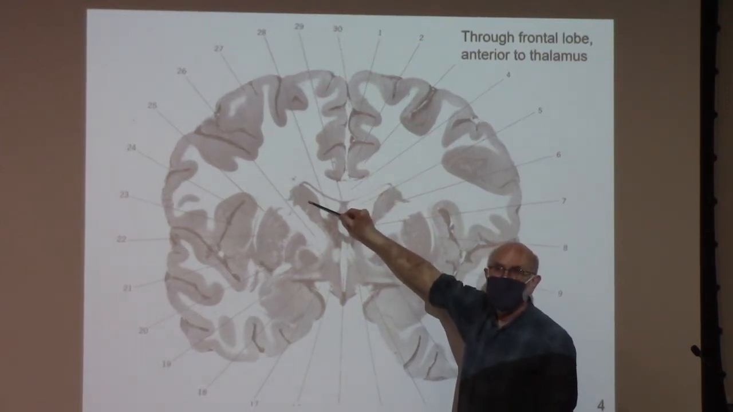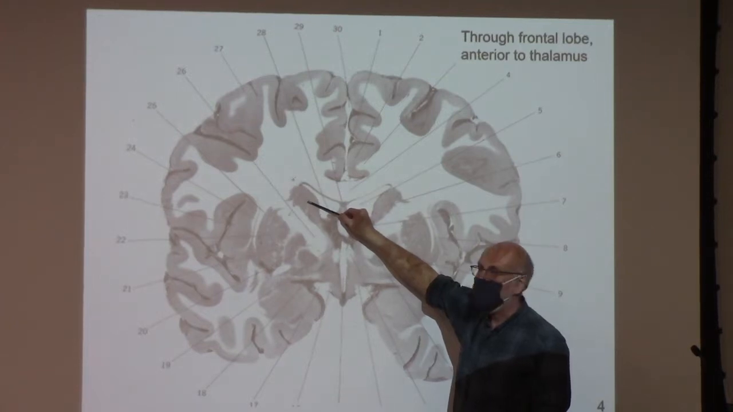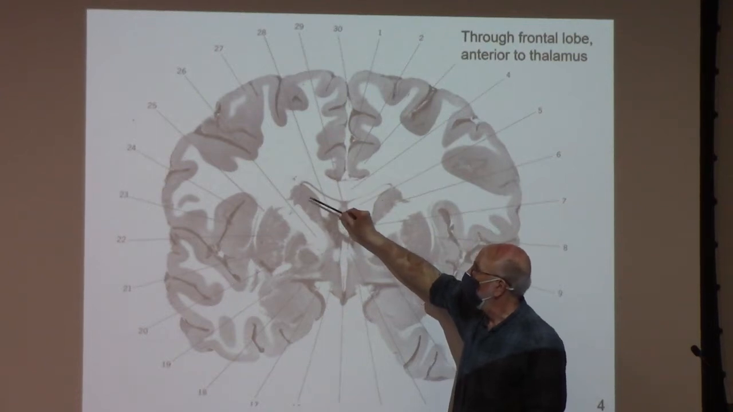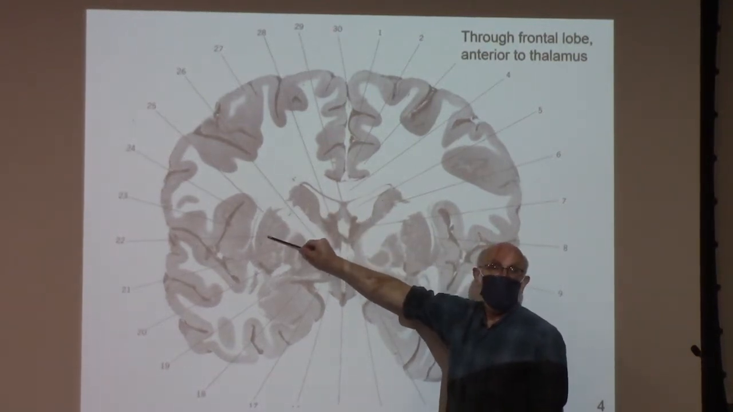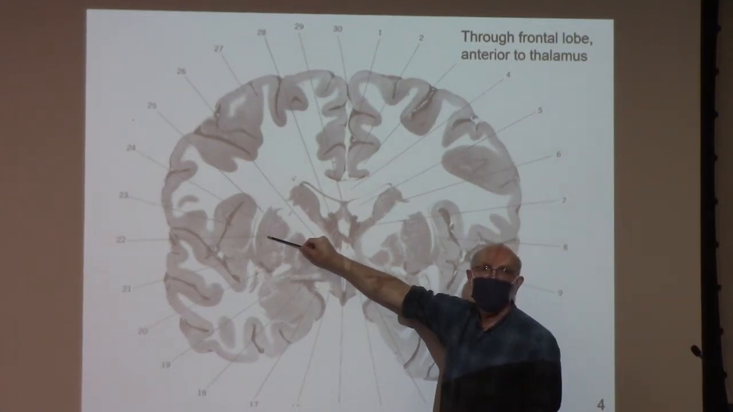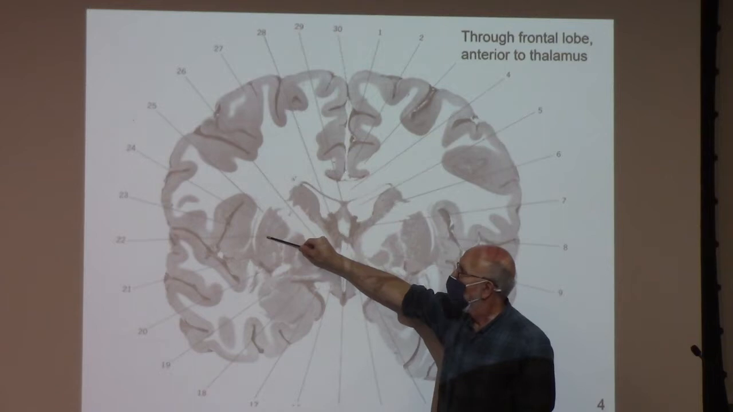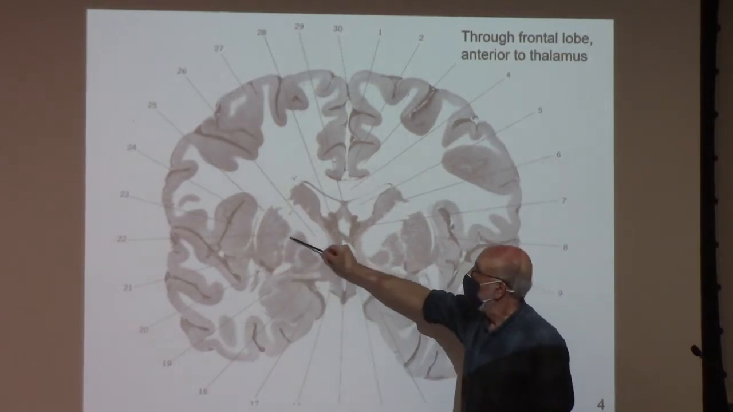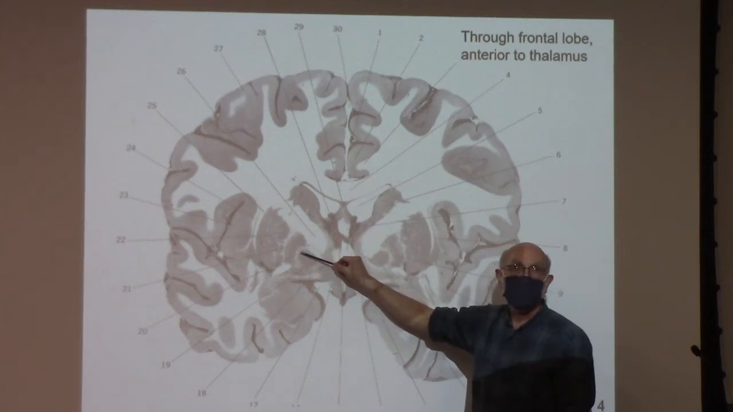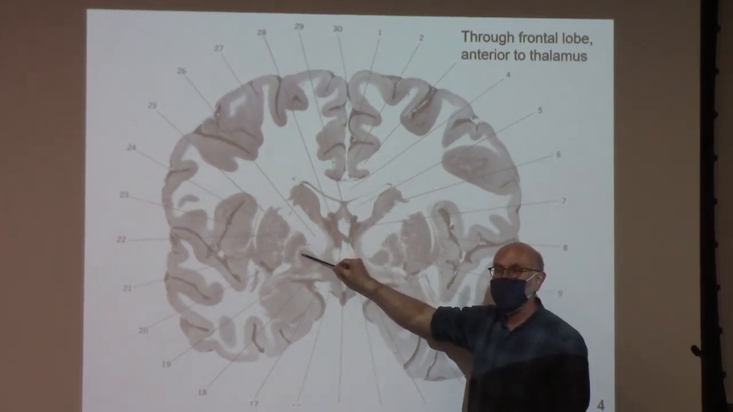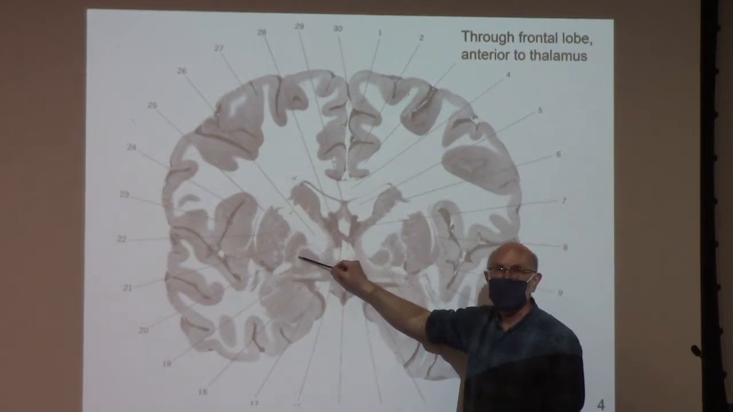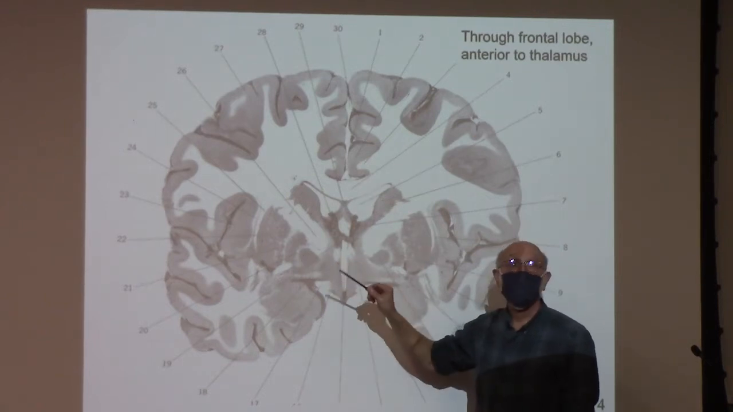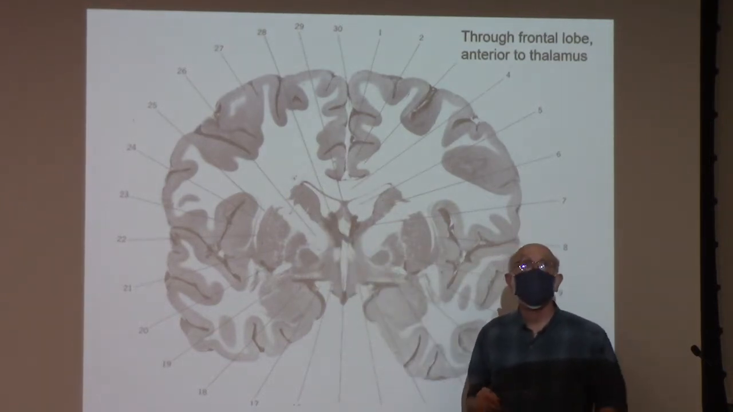Caudate, C-A-U-D-A-T-E, caudate nucleus. Putamen, P-U-T-A-M-E-N. And this structure here together is the globus, G-L-O-B-U-S, globus pallidus, P-A-L-L-I-D-U-S. We're going to see these. These are going to be important parts of motor processing and other processing.